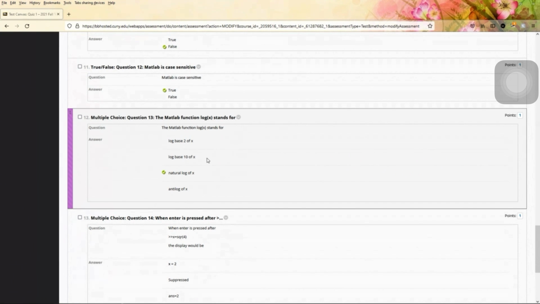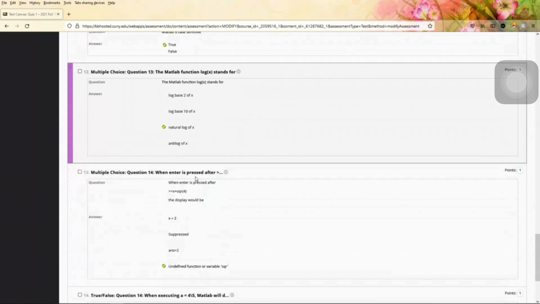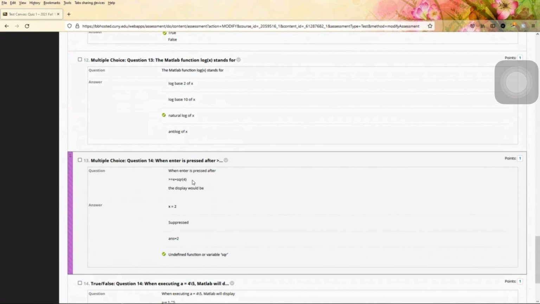It stands for the natural log of x. So this is in MATLAB, log of x. That means the natural log from a mathematical point of view, not log base 10. Right? When Enter is pressed after this one, it should be an undefined function, because I want people to remember. They should pay attention to the typos. There is no T here, and so MATLAB does not understand this function.